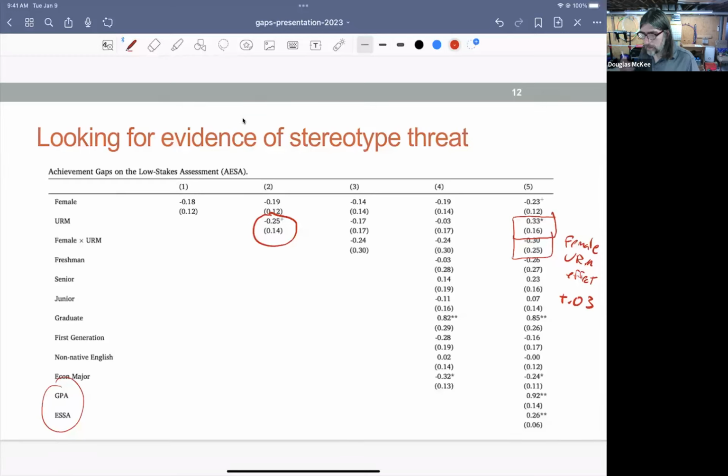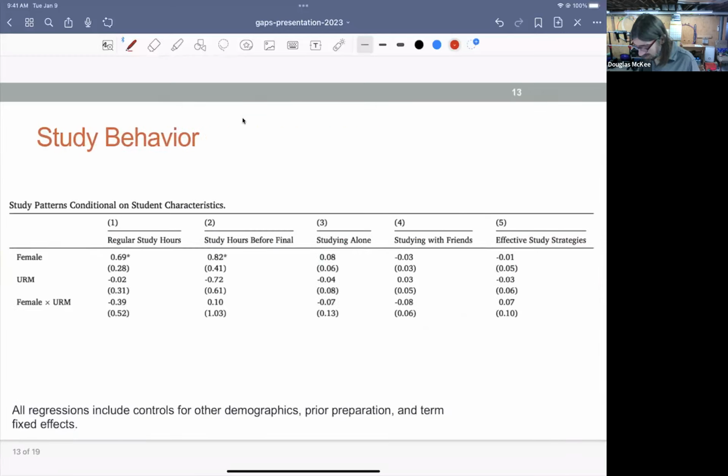All right, the third explanation that we're going to test is study behavior. And so what we wanted to see is how do gender and race predict study behavior? The really interesting thing that comes out of this is when we look at regular study hours and we regress them on female URM and our same interaction, the main finding is that the female students study more. Okay, anyone that's ever been in a classroom and looked around, this is not going to come as a surprise. It's also true that they studied a lot more for the final exam.